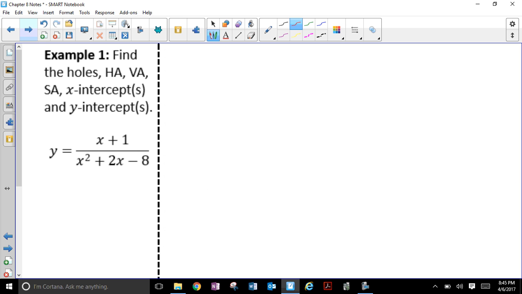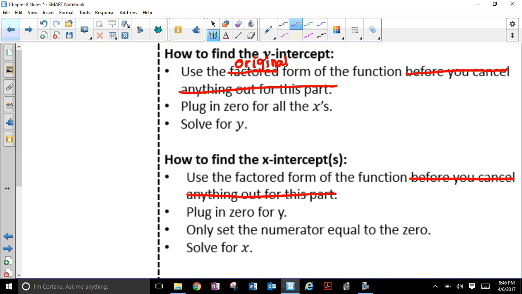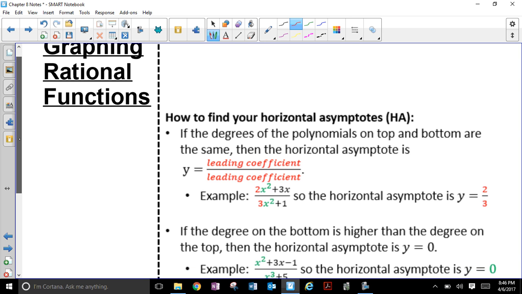Okay, so let's take a look. Example 1. Okay. So this is everything that we need to find. So first, I'm going to do the horizontal asymptote. So that is the one where we look at which of the three is happening.